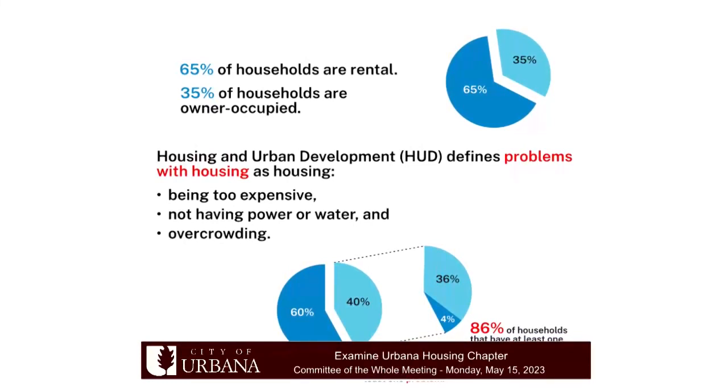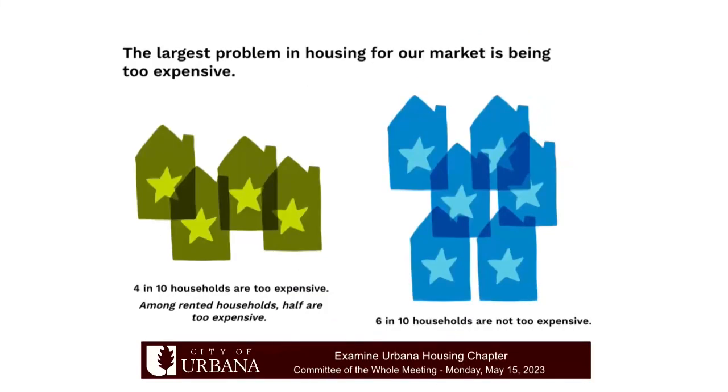Overall, about 40% of households in Urbana have at least one housing problem, but you can also see that that number is mostly made up of renter households. Related to this, looking at just cost burden, again, about 40% or 4 in 10 households overall are cost burdened, but among renters, it's actually closer to half.